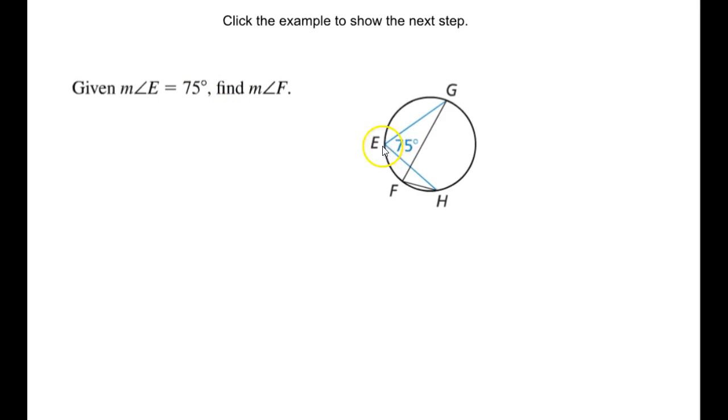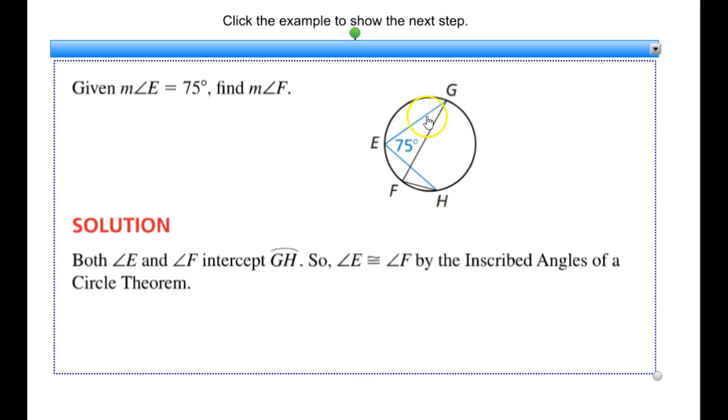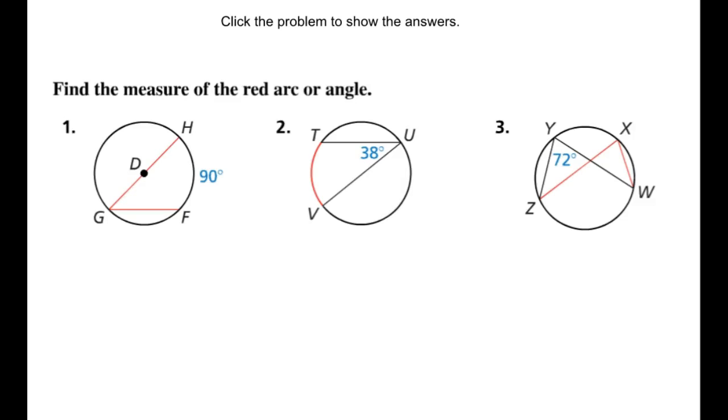Okay, so now let's look at another example of this. Given that angle E equals 75 degrees, let's find angle F. The first thing I noticed is that E is made up of GEH, so this is my intercepted arc. And for angle F, I also have the same intercepted arc. Since the arcs are the same, I know that the angles are going to be the same. So angle F is also 75 degrees. Now I want you to try these two and see what you can come up with.